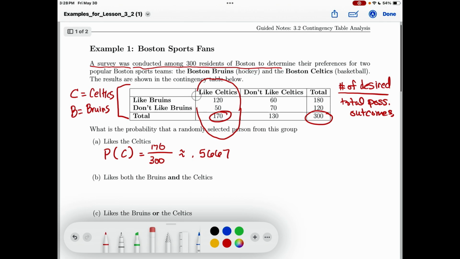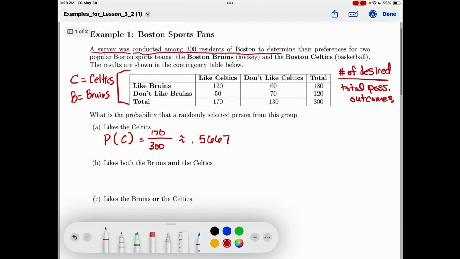All right. Now, between each part, I'm going to erase my drawings on the table. That way, it doesn't get cluttered and you can see it better.